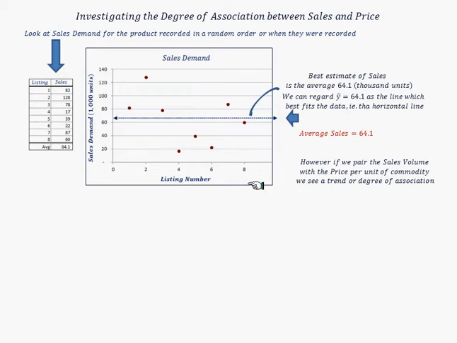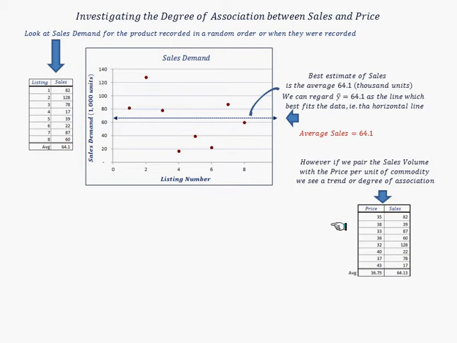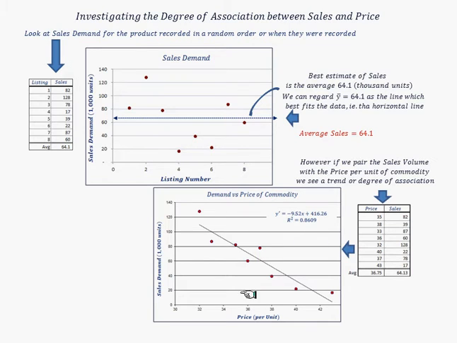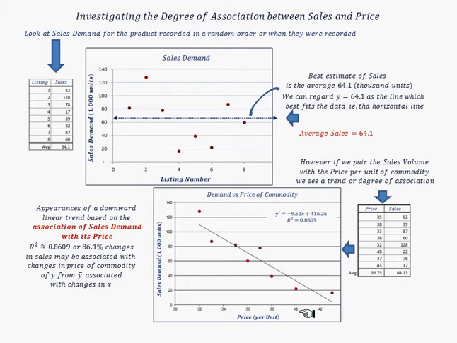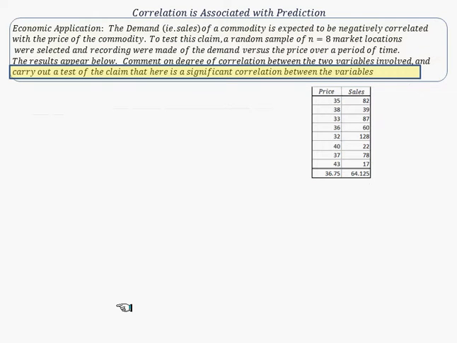However, if we now pair it with the price of the commodity, we get quite a different situation. We see here that as the price goes up, the sales volume goes down. And the measure of that is the R-square value. We're suggesting that R-squared represents 86.1% of the changes in sales may be associated with the changes in price.